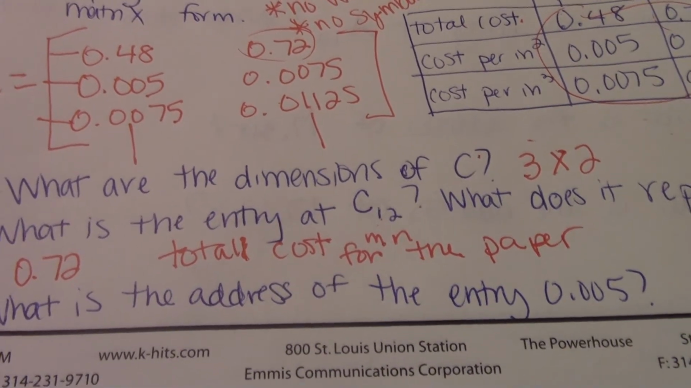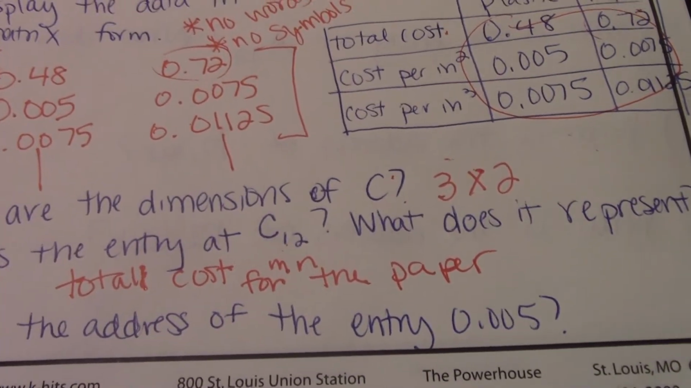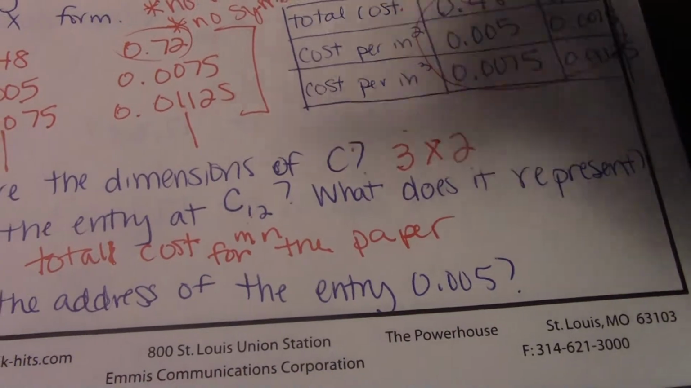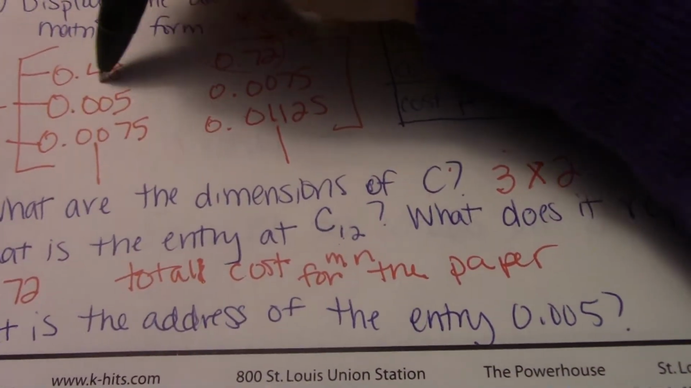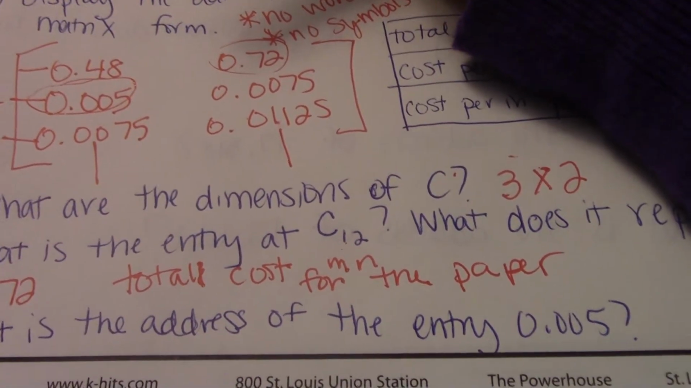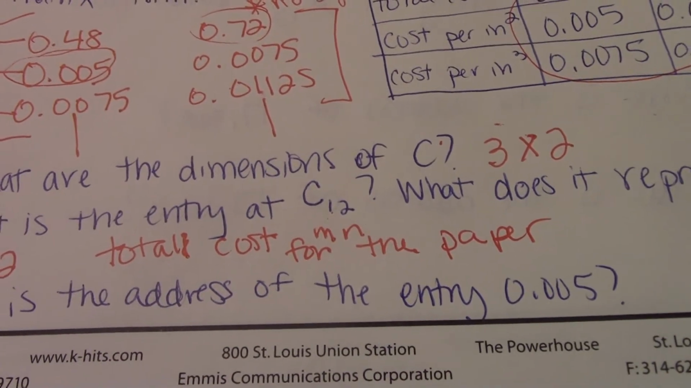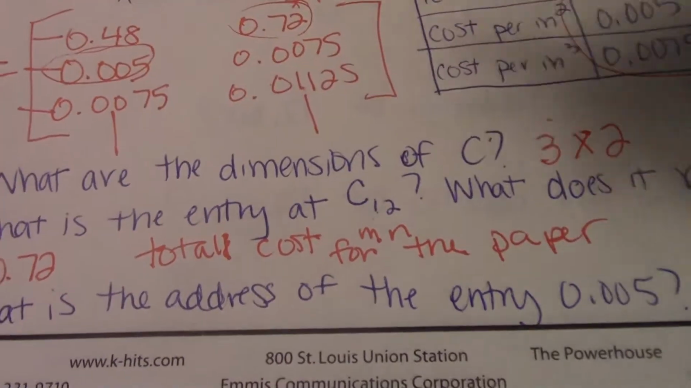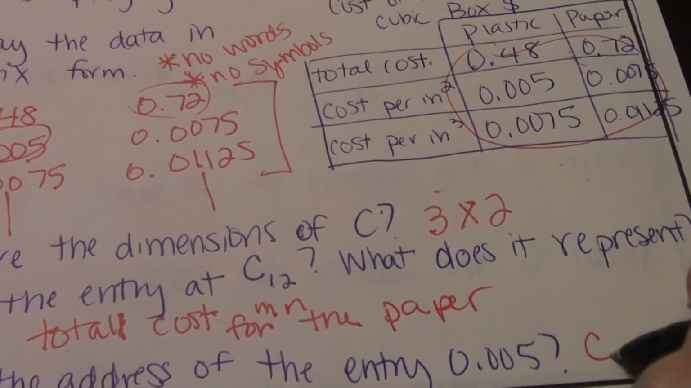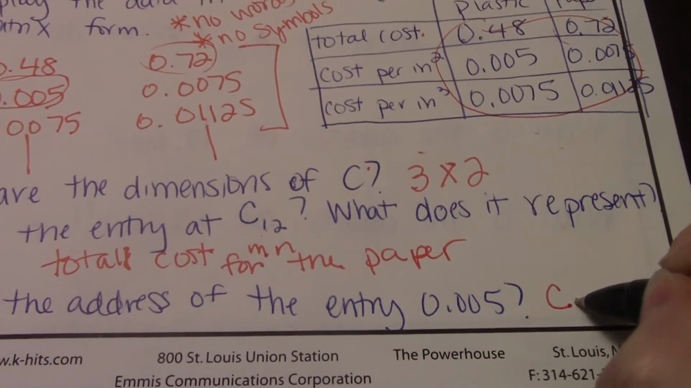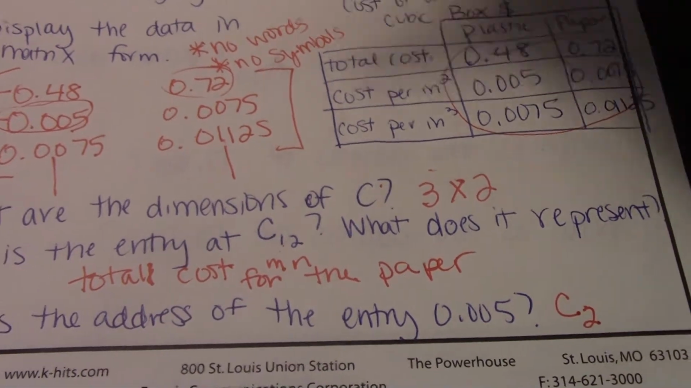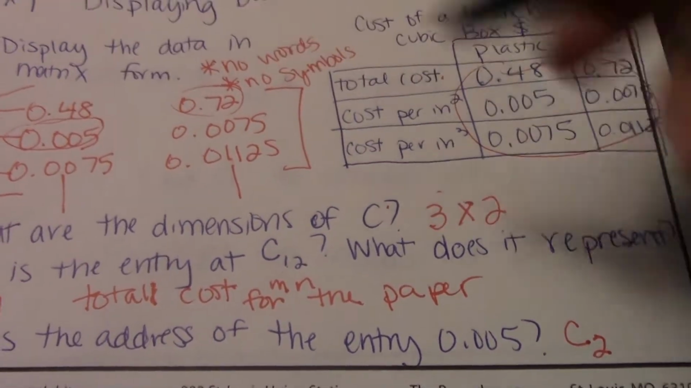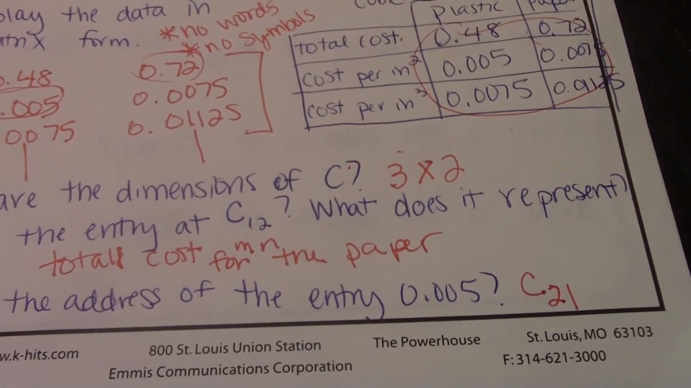Now what is the address? What is the location of the entry 0.005? Well, that is right here, right? Okay, so read your rows first. So we went 1, 2, down 2. So we need to have our letter, which is C. C, 2. And now how many columns are we in? We're still in our first column, so we're going to put a 1 right there.